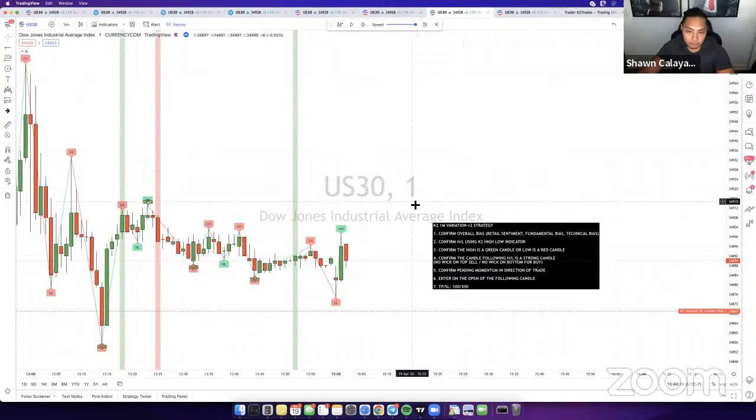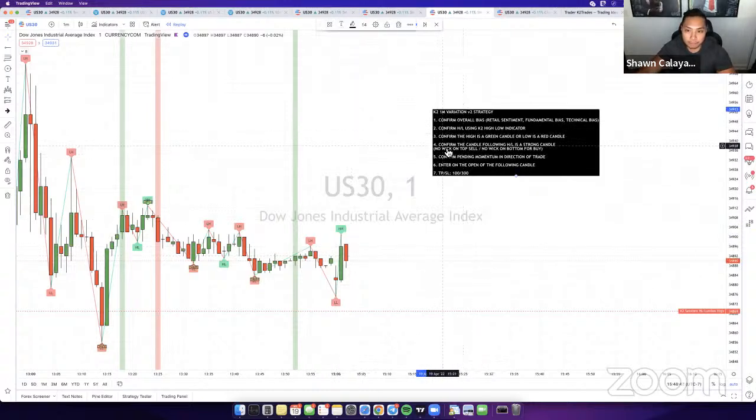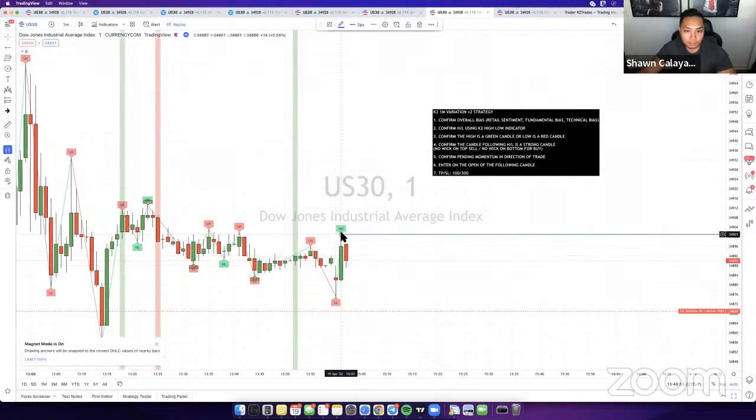Okay, so you're basically looking for the same thing here. Overall bias, we're going to assume that the bias here is a sell. I know there's no way for us to really tell because the market is closed, but we're going to assume it's a sell. So we're looking for a sell. You're going to do the same thing we did before: look for the high and look for the low. So we got a high here, and then we got a low right here.